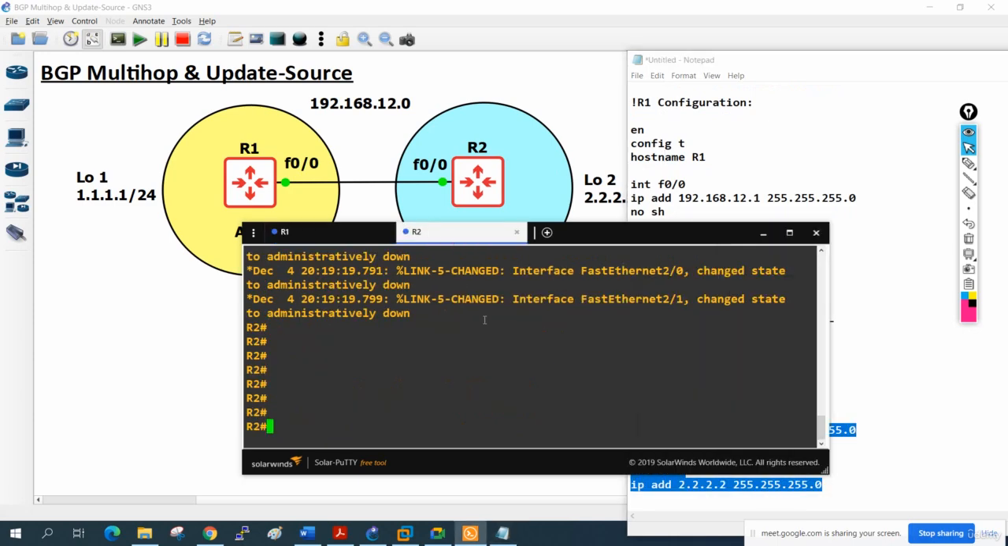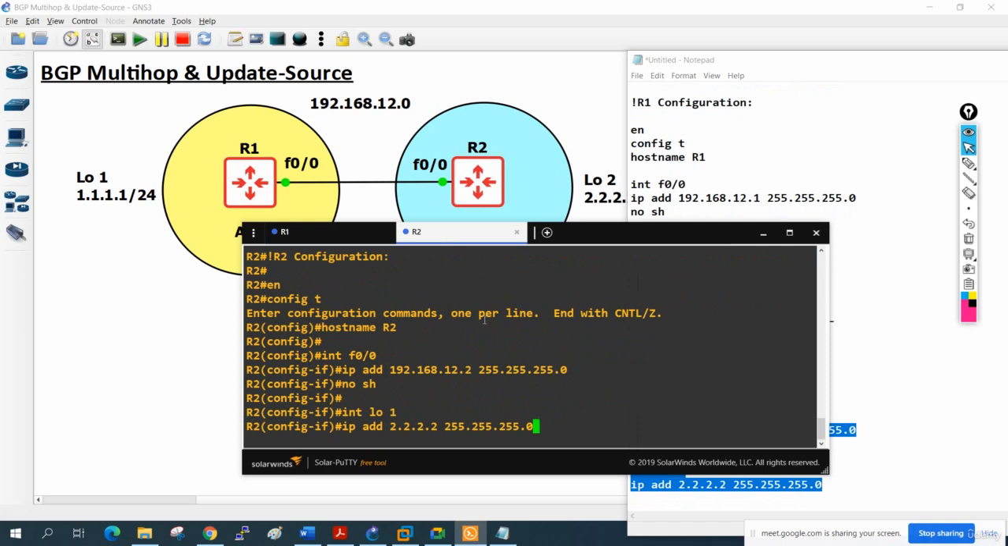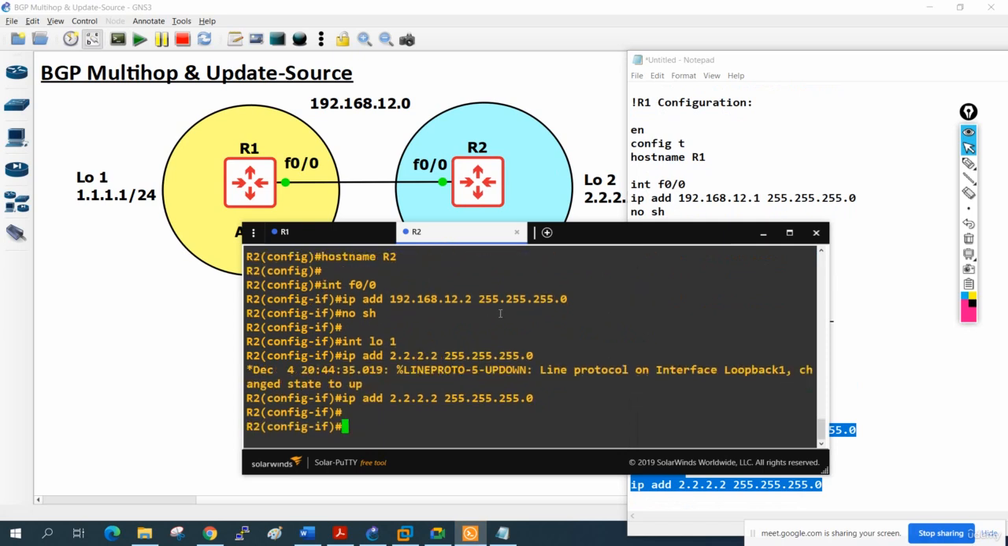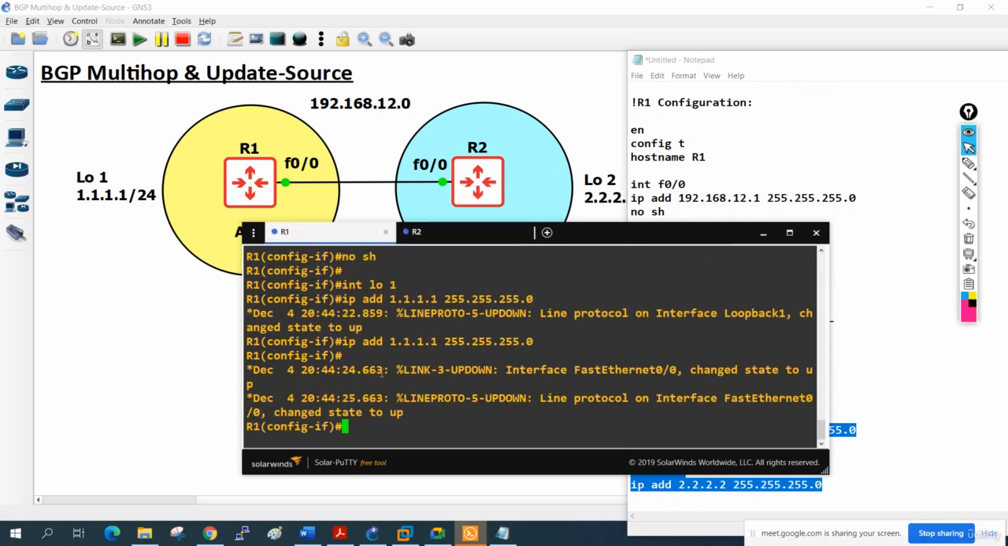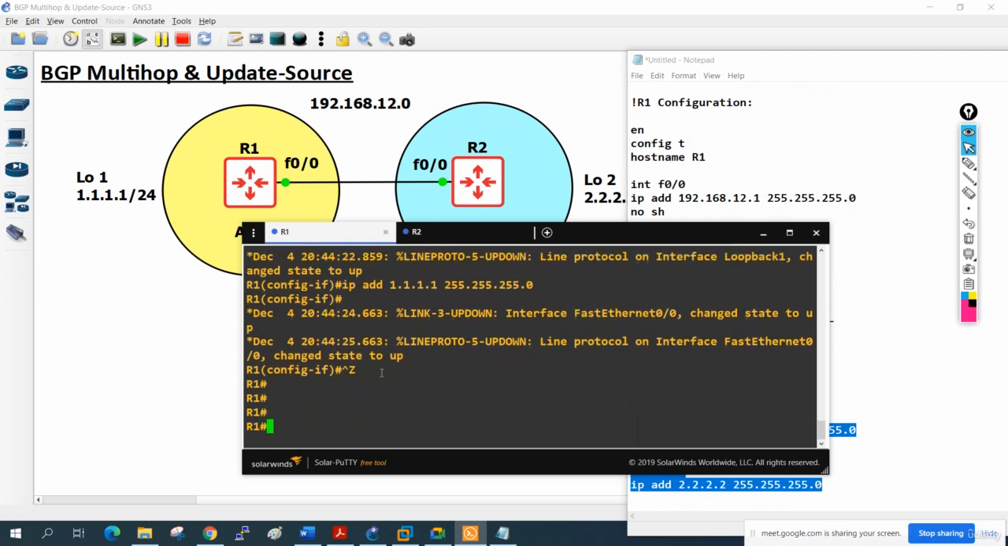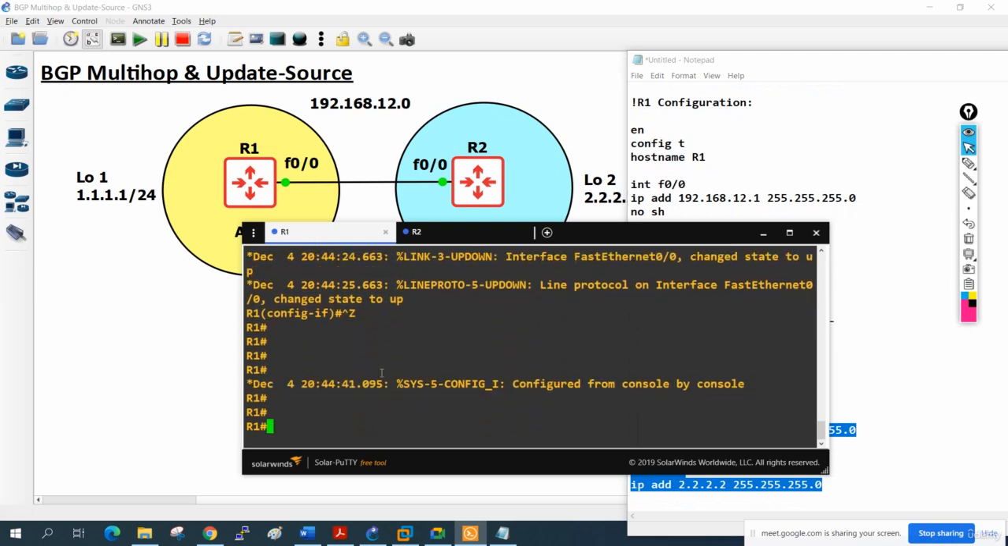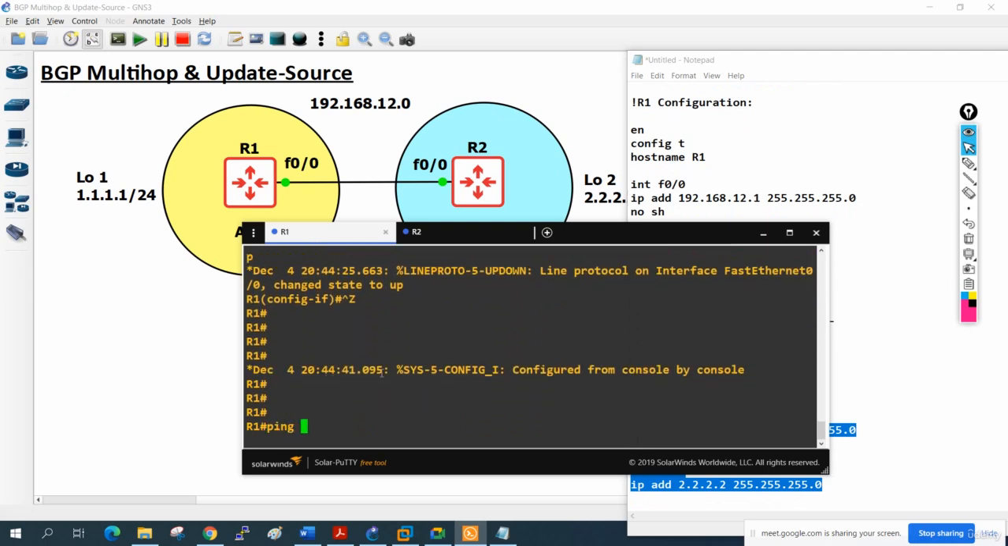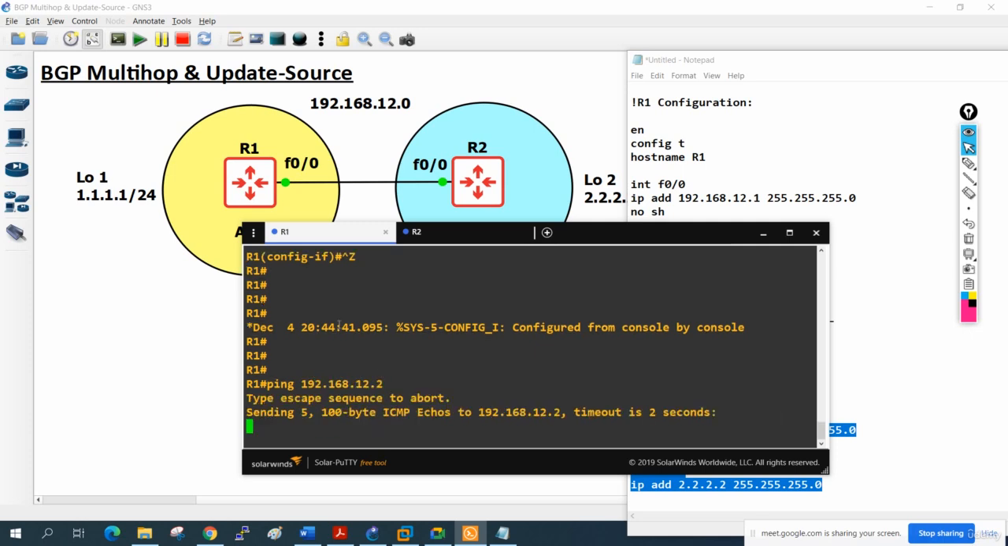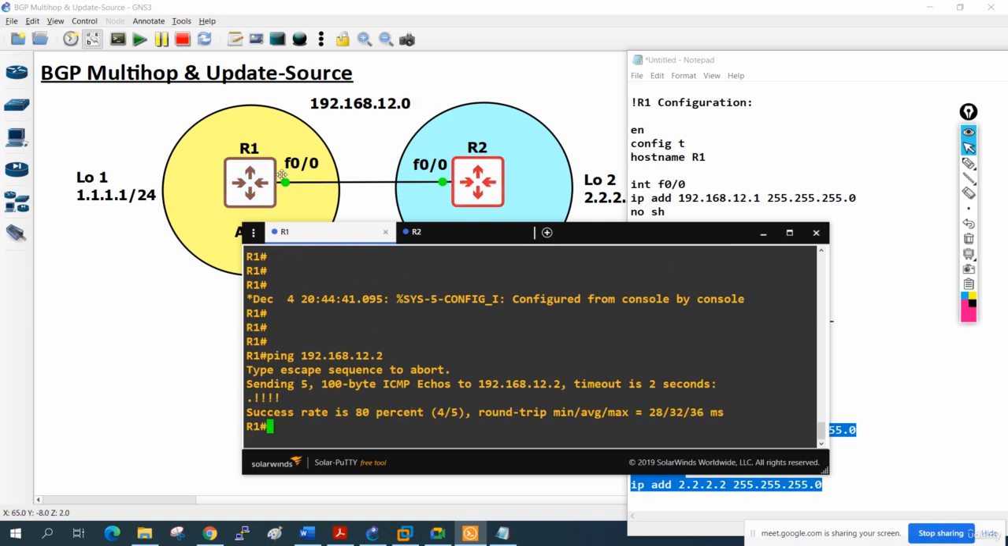Now I will go to R2. Okay, so everything is good. We assigned the IP. Now we can check the reachability. Directly connected will have reachability, no problem for directly connected. Example, if I want to ping 192.168.12.2, it will work because they are directly connected. This guy and this guy are directly connected.